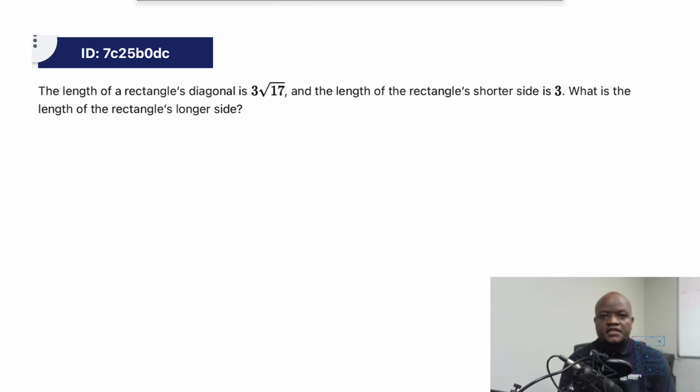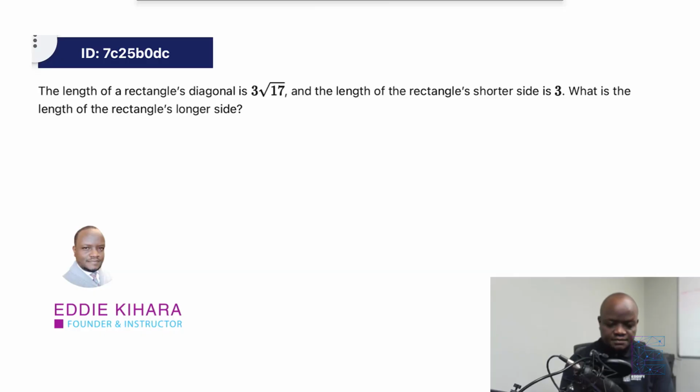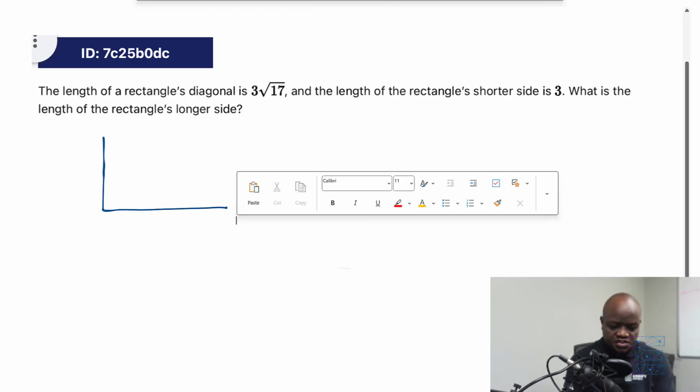The length of a rectangle's diagonal is 3 root 17, and the length of a rectangle's shortest side is 3. What is the length of the rectangle's longer side? So this question mentions a rectangle. It would be in our best interest to sketch a rectangle.